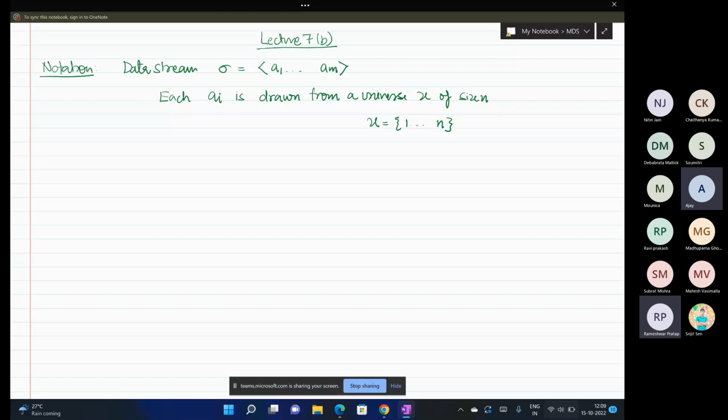So this AI belongs to the set 1 to n, and this set 1 to n we will just briefly write as n. Okay, so our data stream consists of m elements, and each element belongs to a universe of size n, which is basically a number from 1 to n.